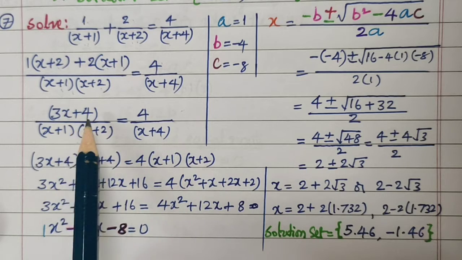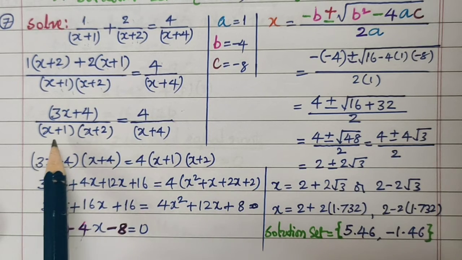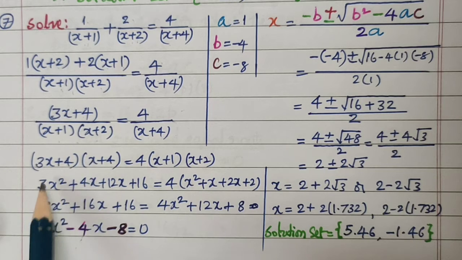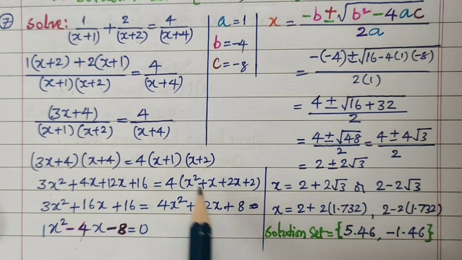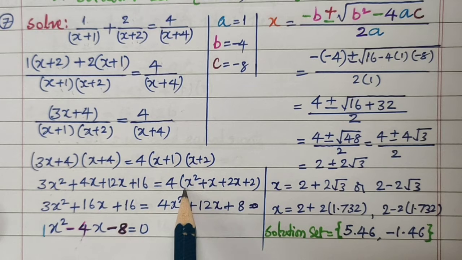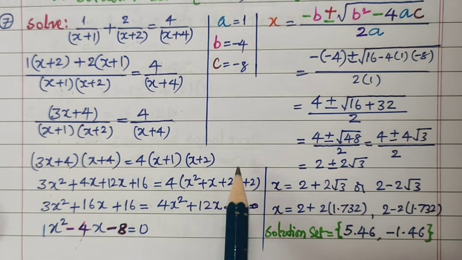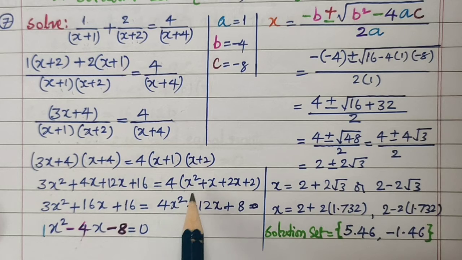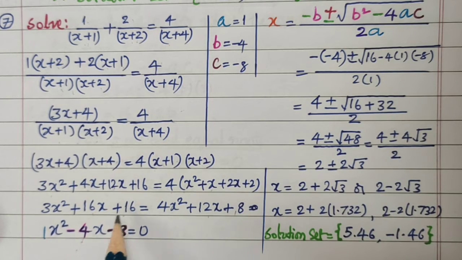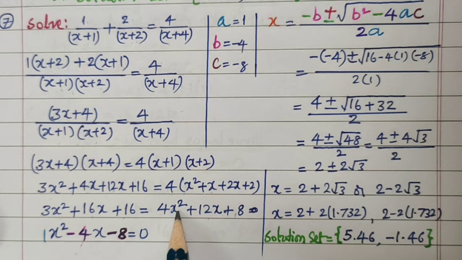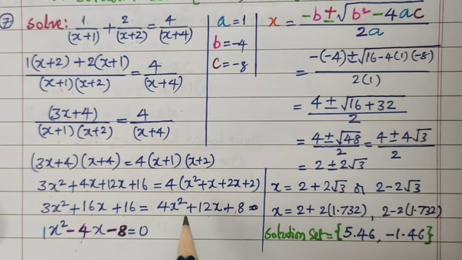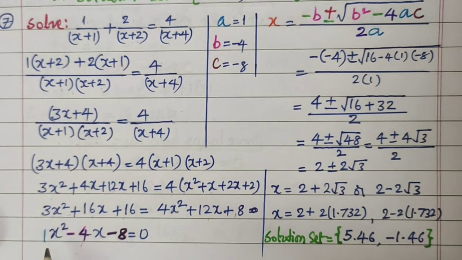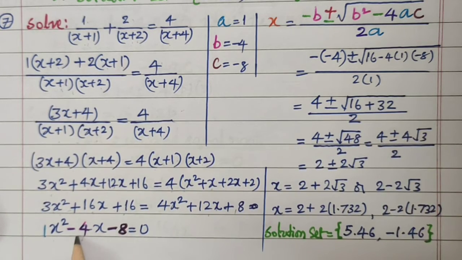Then here you cross multiply: 3x plus 4 into x plus 4 equals 4 into x plus 1 into x plus 2. Then 3x square plus 4x plus 12x plus 16, and 4 times x square plus 3x plus 2, that is 4x square plus 12x plus 8. Because there is 4x square on this side, bring all these things to the right hand side. That will become 4x square minus 3x square is x square, 12x minus 16x is minus 4x, 8 minus 16 is minus 8.